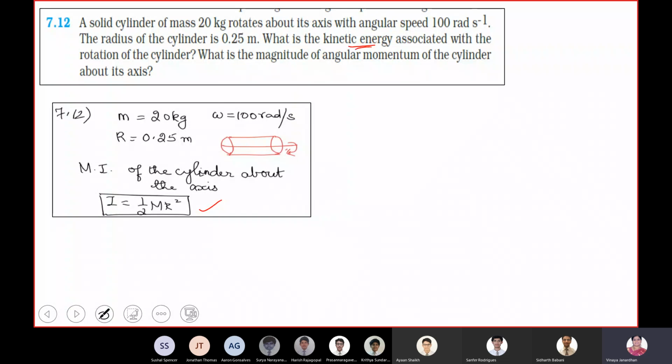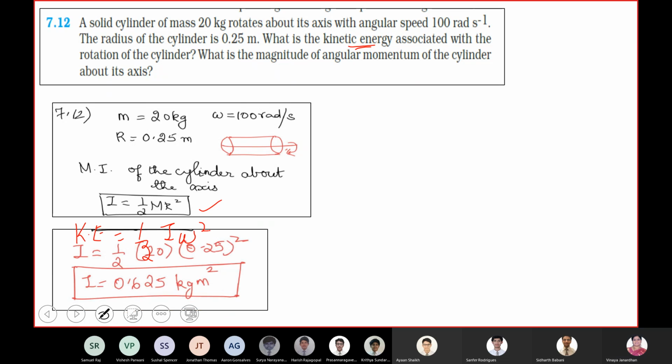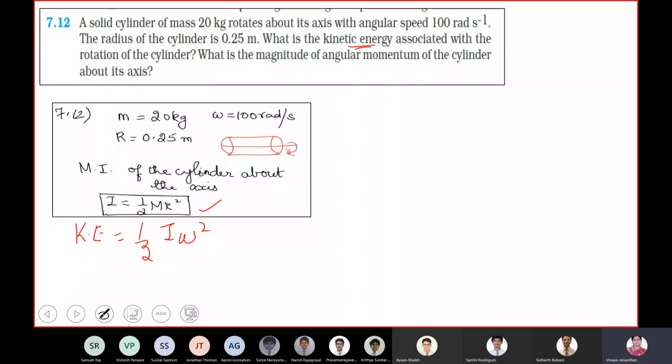Now the question is, what is the kinetic energy associated with the rotation of the cylinder? So it's rotational kinetic energy. You know rotational kinetic energy is half I omega squared. It's direct substitution. Will you be able to do this, boys? Just calculate the value of your kinetic energy. So I is half mr squared. Calculate. You can directly substitute.